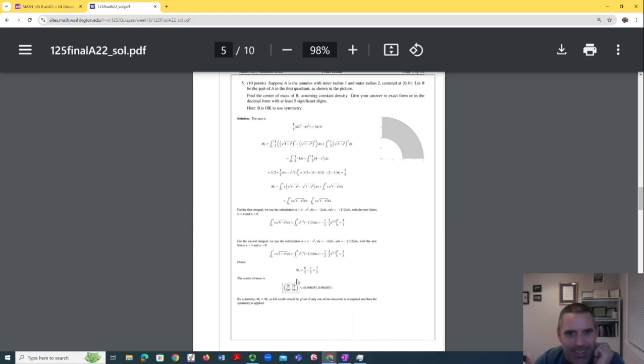So the comment, oh, they did it the harder way. Oh, no, they didn't. They did both ways. First way is better. You don't need to do both. If you had time on the final, this is a problem where it wouldn't hurt to do both because then you could check your work.